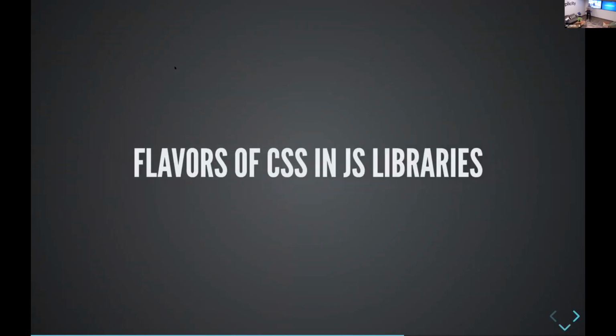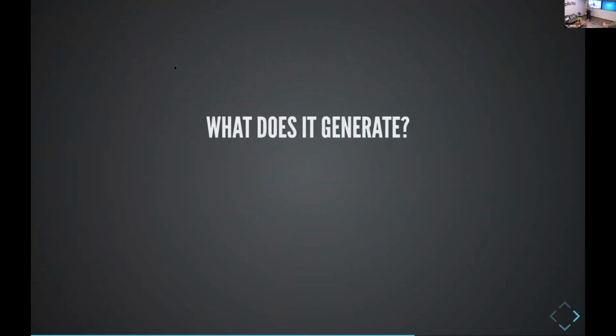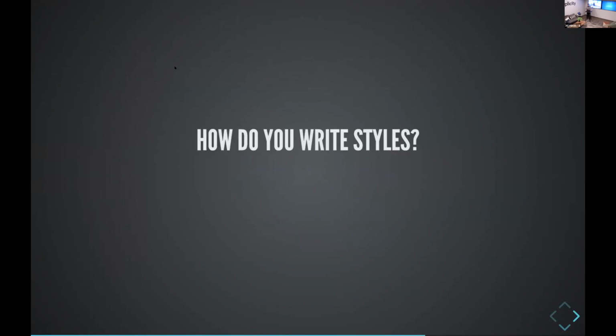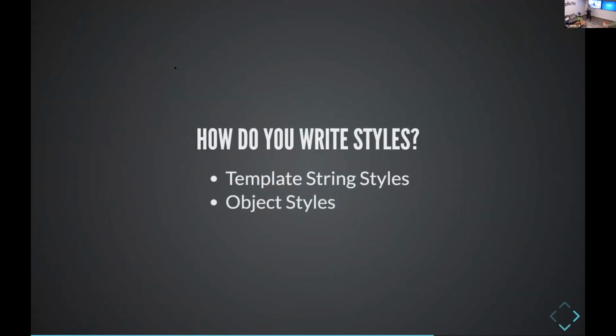So those are the benefits and the downsides. Let's talk about what's available to you. First, you have to decide what you want your library to generate. You have three options. It can generate class names, it can generate components, or it can generate inline styles. Some of them also do a combination of these. You also decide how you want to write your styles because some of them only offer you to write it in template strings. Some of them force you to write it in object styles. Some will offer both, but it's rare.